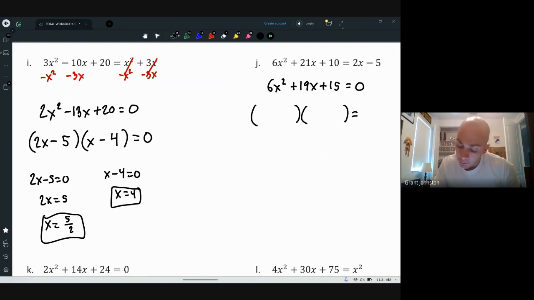Ooh, this one looks pretty tough to factor because I've got a 6x squared, which means I could do a 6x and a 1x, or heck, it could be a 3x and a 2x. I'm not exactly sure. I'm going to try the 3x and the 2x. I have a feeling that's probably going to work. Multiply to 15: 3 and 5 or 5 and 3. Those are kind of my choices. 15 and 1, but I don't think it's going to be that.